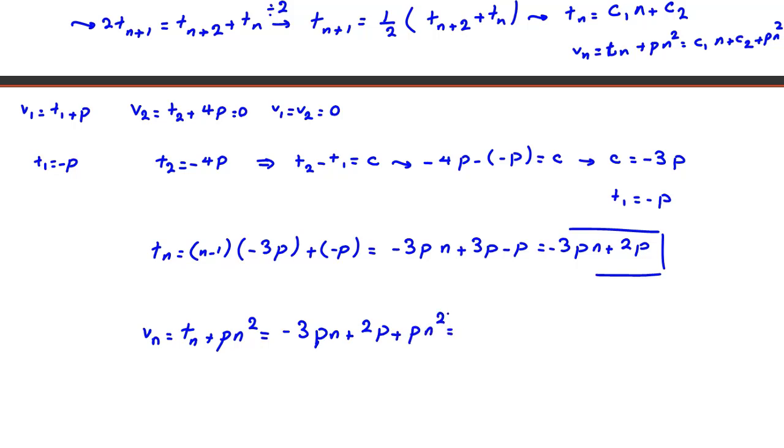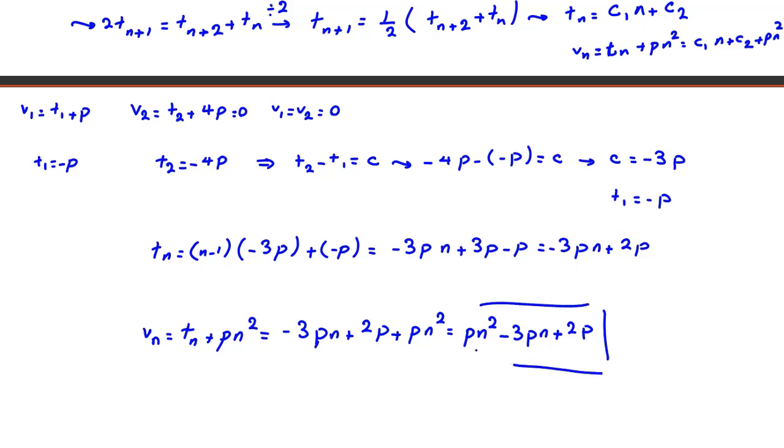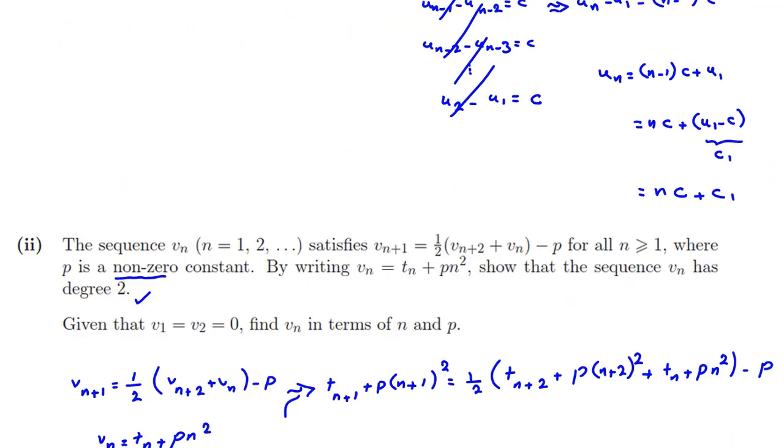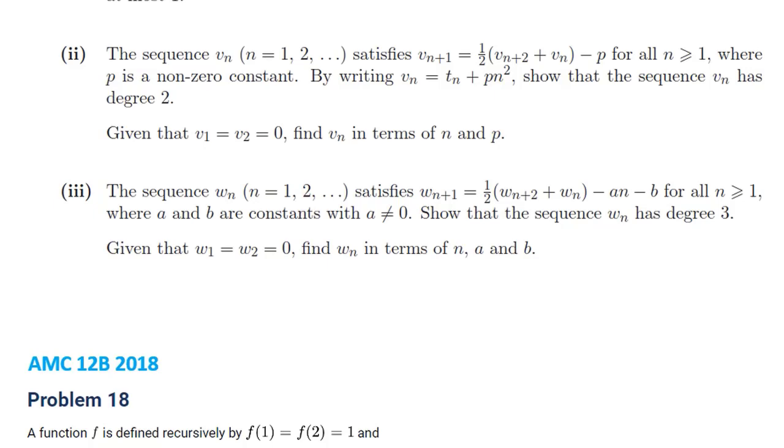Okay, so if we consider from the highest power of n, Pn squared minus 3Pn plus 2P. Because it says find Vn in terms of n and P, let's only write this. Okay, V1, the problem says 0, so let's check: P plus 2P minus 3P is 0. V2 also 0: 4P plus 2P is 6P, minus 6P, 0. Okay, so we've also solved part 2.